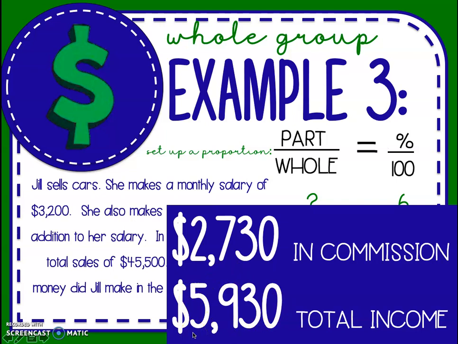Now, a pretty common misconception with these types of problems is that people forget to add them together at the end, and they just tell me what she made in commission. If it's asking for her total salary, then we have to go back and add something together. So look for that keyword total and know that you're not done until you add those two together.